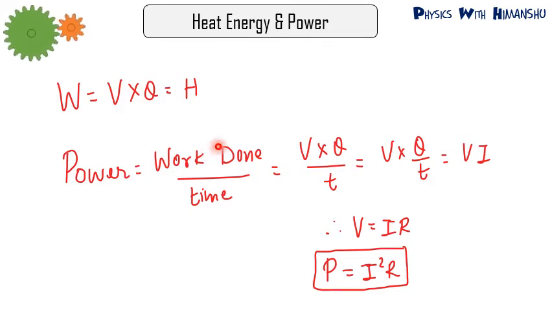Now power is work done per unit time. Work done is V into Q, divided by T. So we can write it as V into Q by T, and charge flow rate is current. So power is V into I. Now we know that V is equal to IR. This is Ohm's law. So in place of V, if I put IR, then power will be equal to I square R. All these formulas are very, very important.